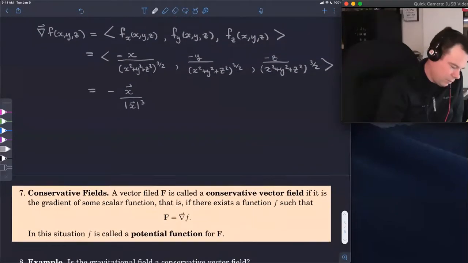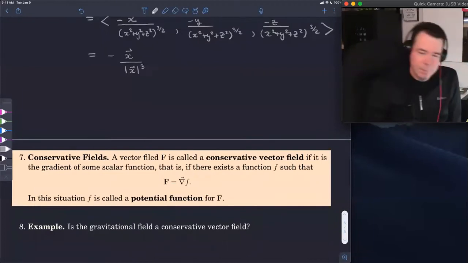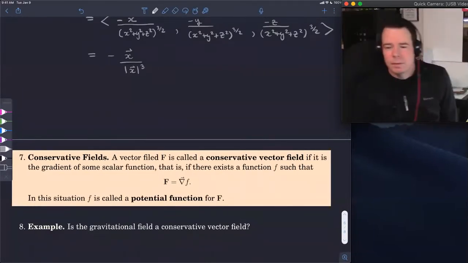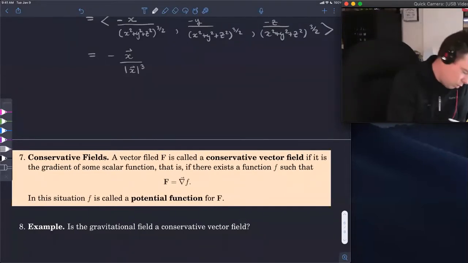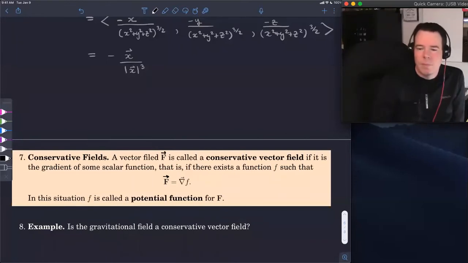Those kinds of vector fields that come up as gradients of scalar functions are going to be important for us. And those are known as conservative vector fields. So a vector field, capital F, and I should be consistent with my usage of the arrow. There should be arrows on top of these because I'm thinking of these as vectors. So a vector field, capital F, is called conservative if it is the gradient of some scalar function. And that scalar function f is what we call the potential function for the vector field.